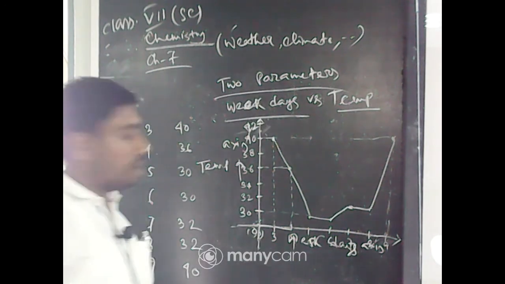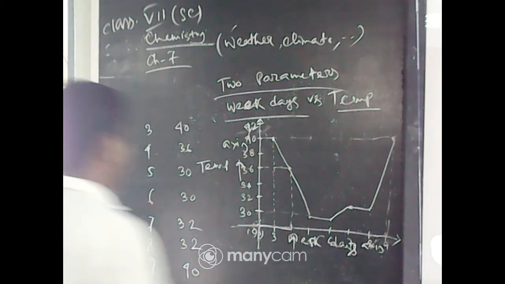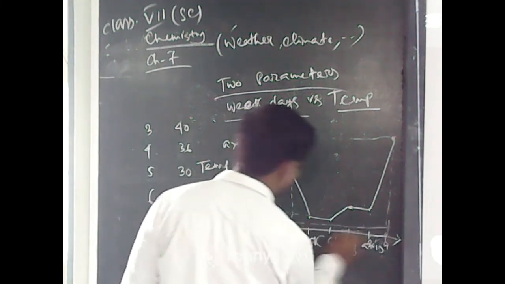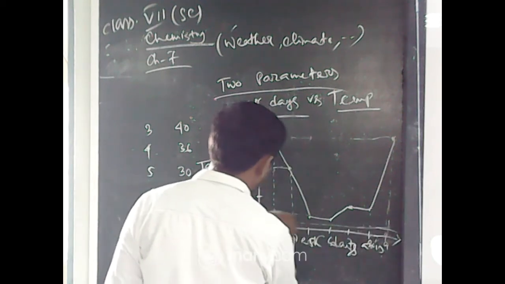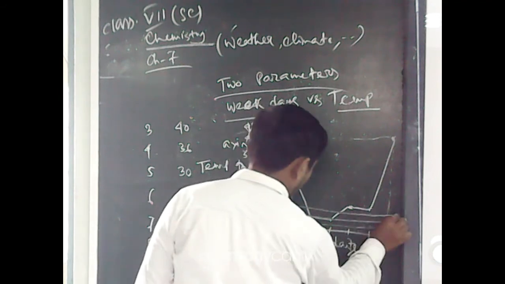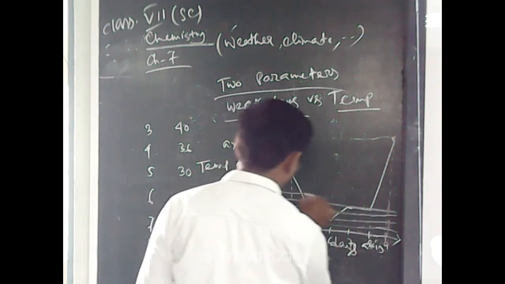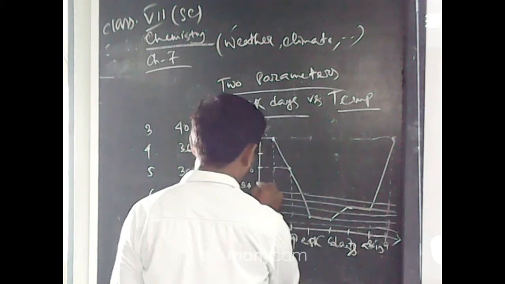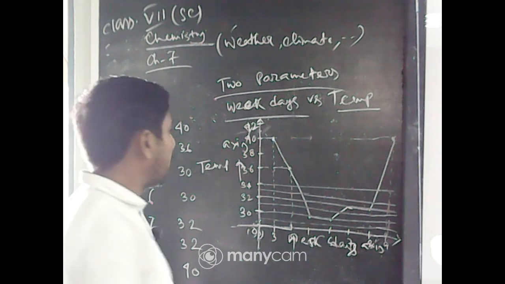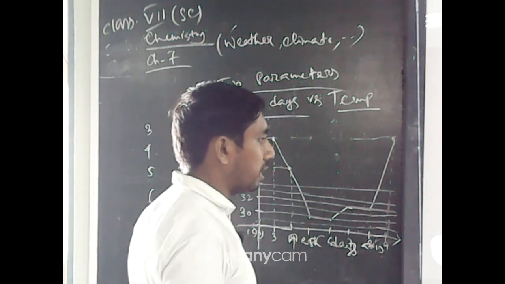Okay? In this way, the parallel lines will be there. You can see in your book there are some parallel lines given for a unit change in the temperature and also in the weekdays. These parallel lines are drawn, then it becomes a grid. I have not drawn these lines, only the points are mentioned here.